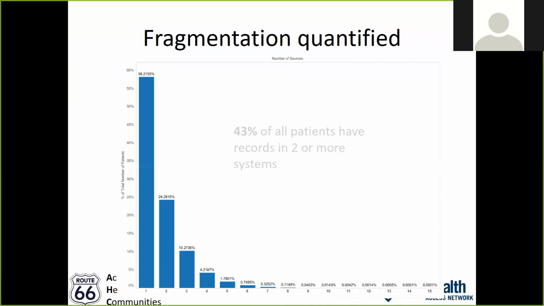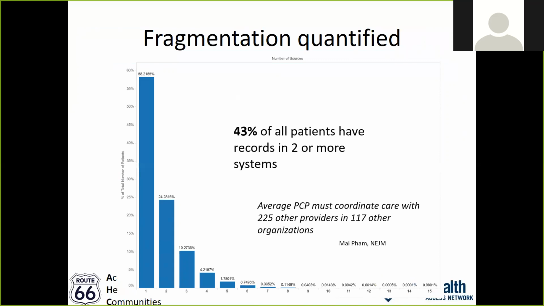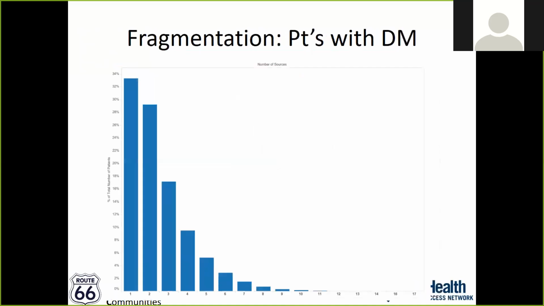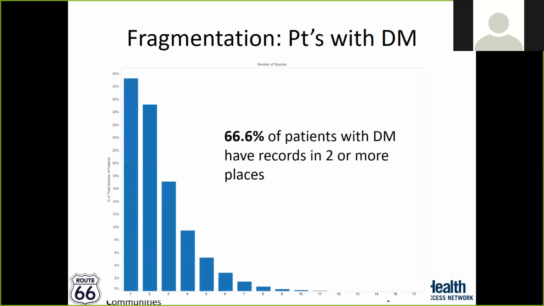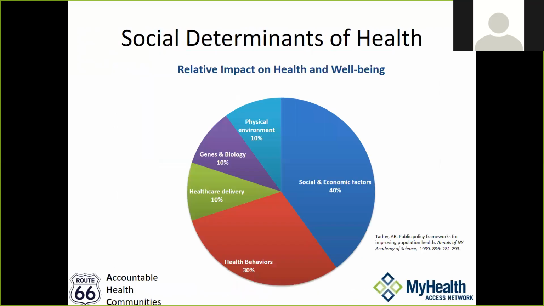So here in healthcare, we know that in Oklahoma, nearly half of all patients have records, like medical records, in 2 or more health systems. And this is confirmed by Medicare, which has recognized that the average primary care doctor has to coordinate care with 225 other providers in 117 other organizations. If you add 1 chronic disease to the mix, these numbers climb quickly. Like 2/3 of patients with diabetes have records in 2 or more places.